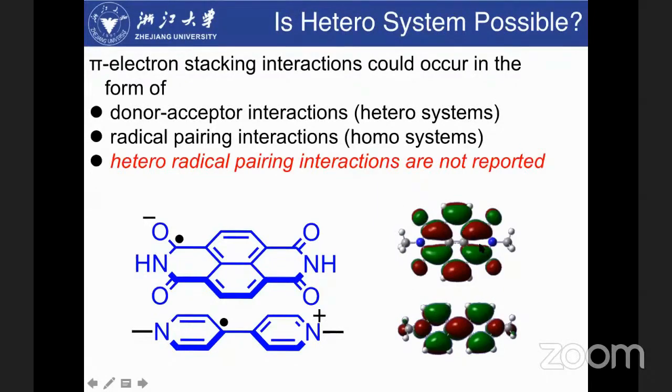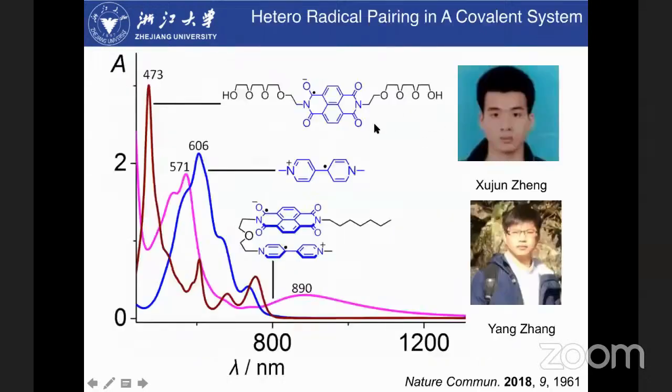So the overlap should be very weak. But remember, this radical is anionic and this one is cationic, so they have Coulombic attraction. If we can take advantage of the Coulombic attraction, maybe even although the SOMO orbital overlap is very weak, we can still get the pi-pi stacking. Let's see. So this is the deal.